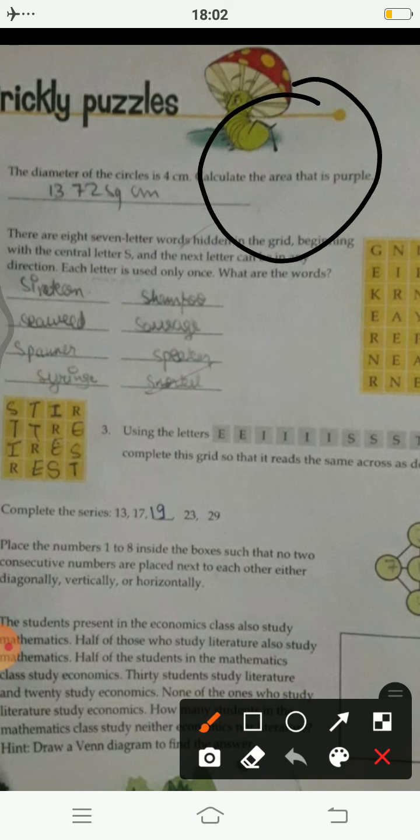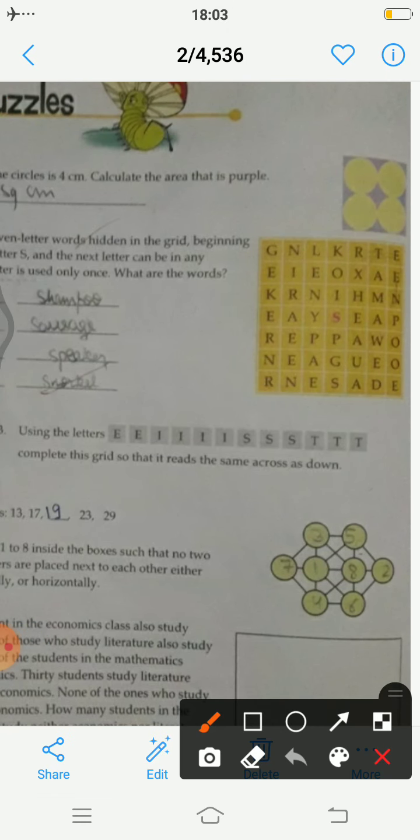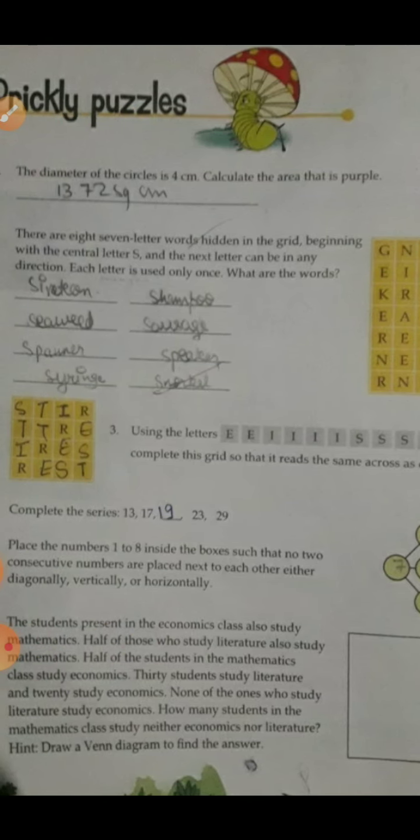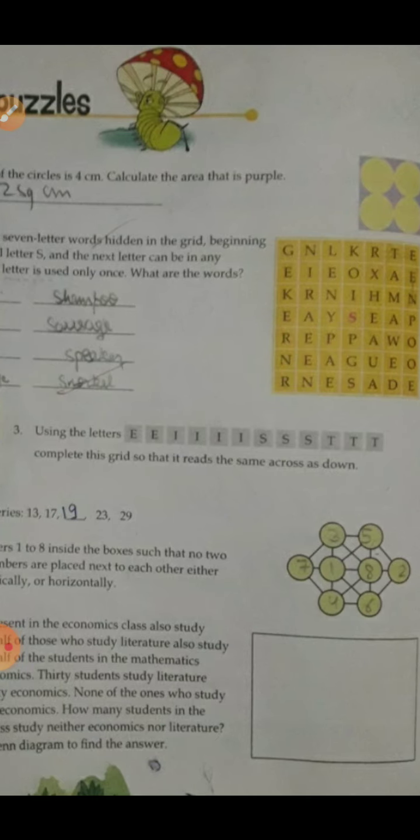First, the diameter of a circle is 4 centimeter. That means if this is a circle, the diameter is 4 centimeter, and we have to calculate the area that is in purple in this figure. So basically, we need to calculate the area of the remaining portion other than the yellow one. To calculate that, we need to calculate the area of this square, and then subtract the area of these four circles.